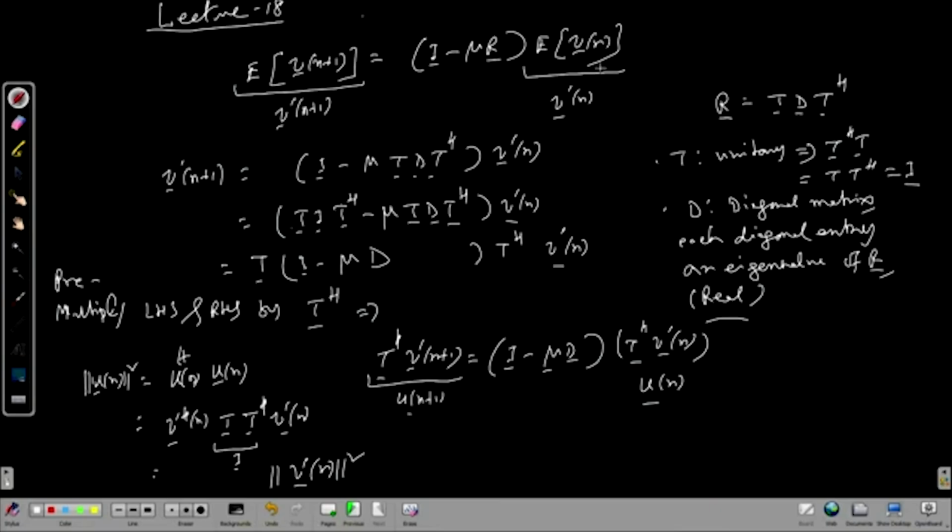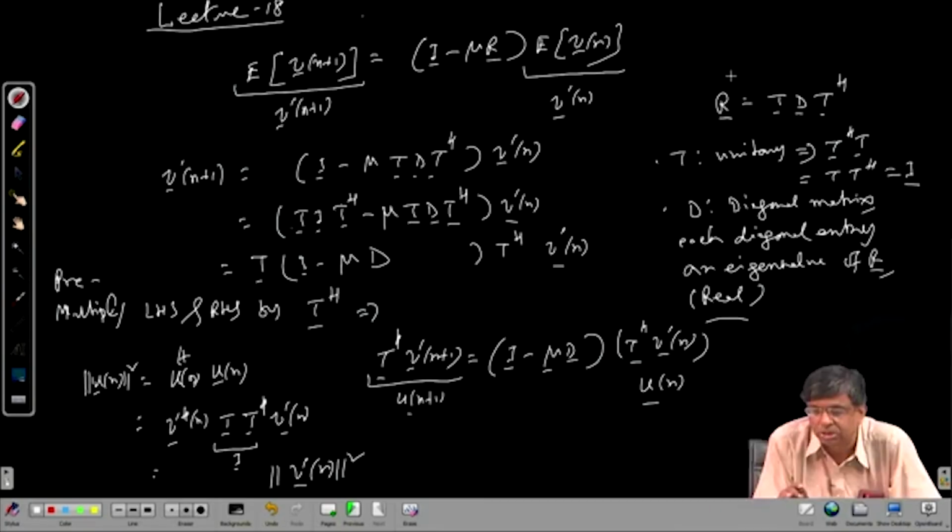So, if this vector norm square goes to 0 as n tends to infinity, that will mean this vector itself goes to 0 as n tends to infinity, which will give rise to convergence. That is, this error convergence in mean, the error vector after expectation, will become 0 as n tends to infinity. And error vector 0 means W opt and W n will be the same, then only the error between them, which is V n, is 0. This is what I will show.